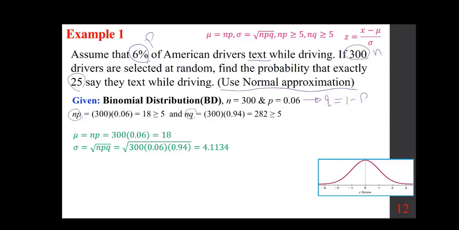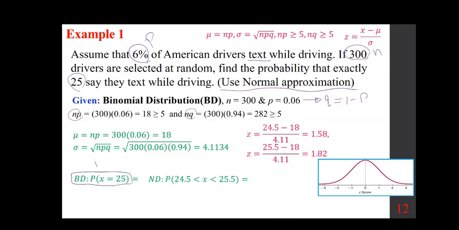And notice what I'm going to write. I'm going to write binomial distribution. It's important to really understand these steps. So number one, you're dealing with a binomial distribution. Anytime you have an equality and nothing else, you just go 0.5 to the sides. So you go 0.5 to the left and 0.5 to the right of the number 25, and it gives you the second step, normal distribution.